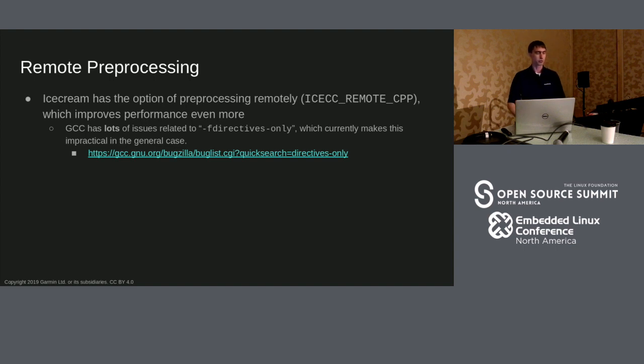Icecream has the ability to remotely pre-process source code for even more performance. This uses a feature of GCC called -fdirectives-only. This directive only preprocesses the file enough to get a single source file, meaning it expands #includes and a few other things, but doesn't expand all the macros. That's done remotely. It does have some issues, though, and it doesn't work for all recipes, so we haven't been able to enable it in the general case in OE. If you're interested in looking at some of these issues, I have a link there.